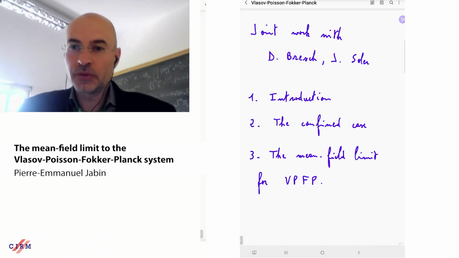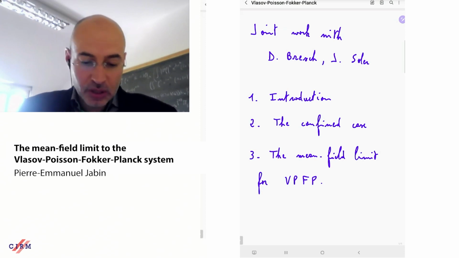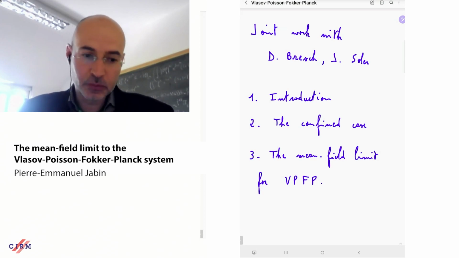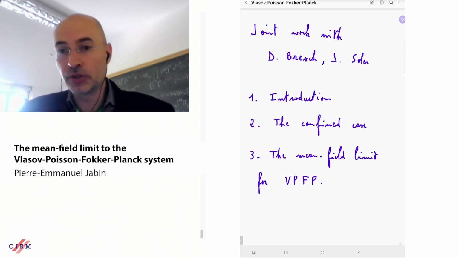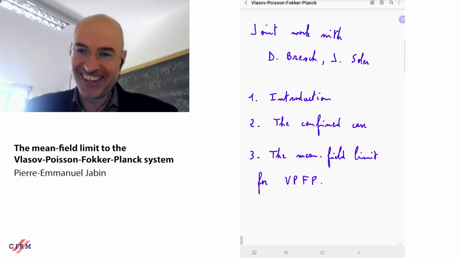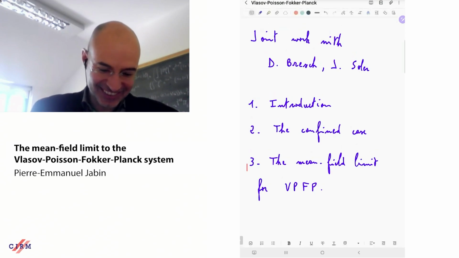So I want to present today a very recent paper that we finished just a month ago with Didier Brèche and Ron Soler, which does two things. It solves for the first time the full mean field limit of the Vlasov-Poisson-Fokker-Planck equation. And the second point is it does that in a very simple manner. So I'll try to explain all of this today.